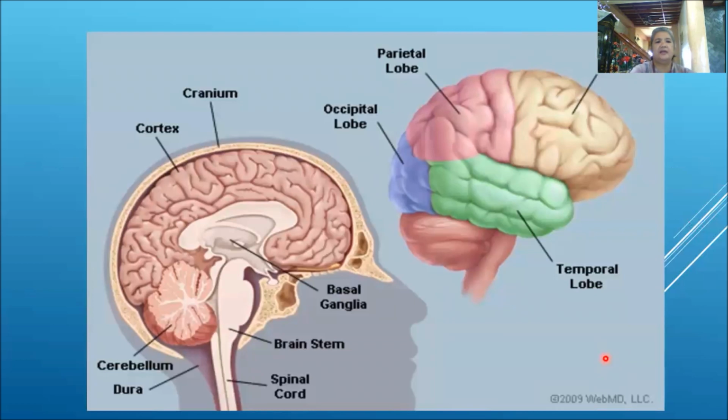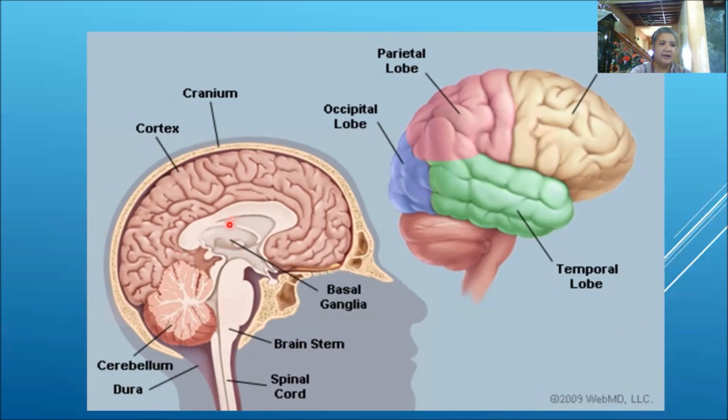So you have here an illustration of the cerebrum. These are the four lobes of the cerebrum. These are paired lobes, the frontal lobe and the parietal lobe and the temporal lobe, while your occipital lobe is not paired. So this is the cerebrum. Now, if you will have it in a sagittal section, this is the cortex of the cerebrum, and this covering is the cranium or the skull.